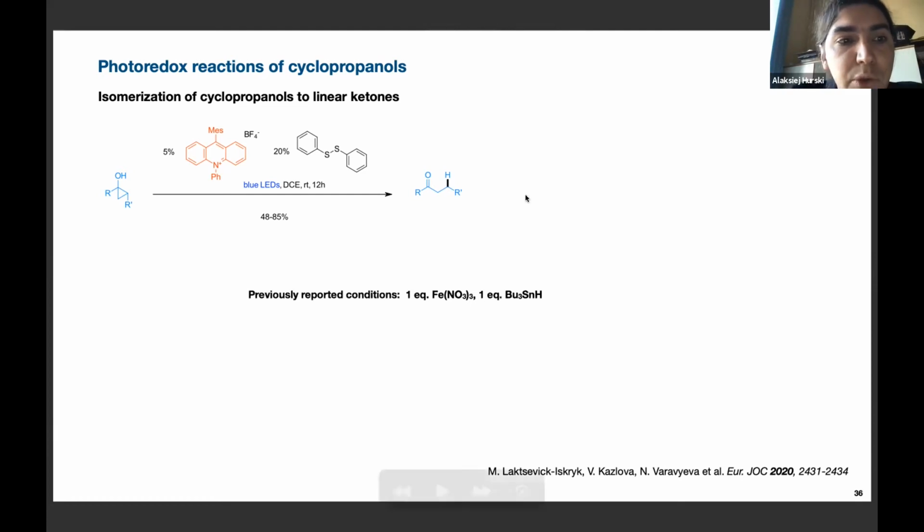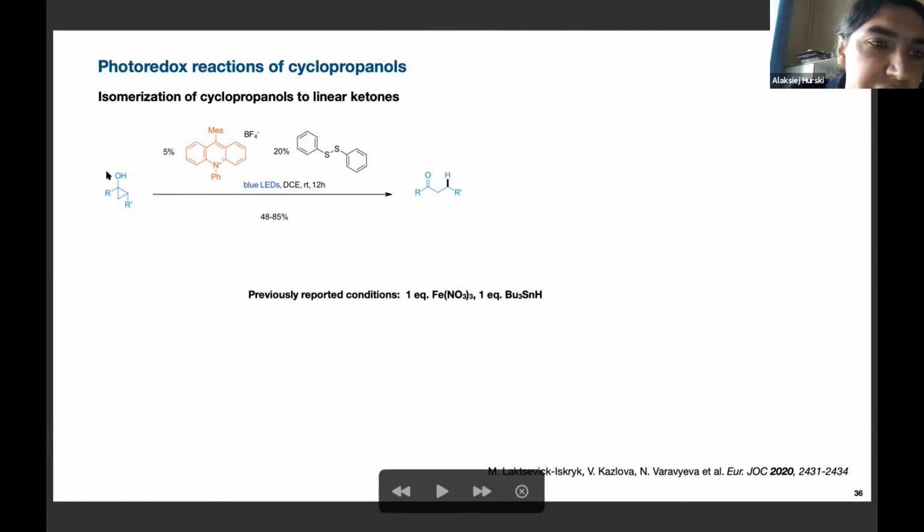This reaction was kind of known, not under this condition, but in the transformation of cyclopropanol to linear ketone. The conditions reported previously were the use of one equivalent of iron nitrate and one equivalent of tributylstannane. The problem was that these conditions are not sustainable because stoichiometric amounts of reagents are required, and also this reagent, stannane, is toxic.